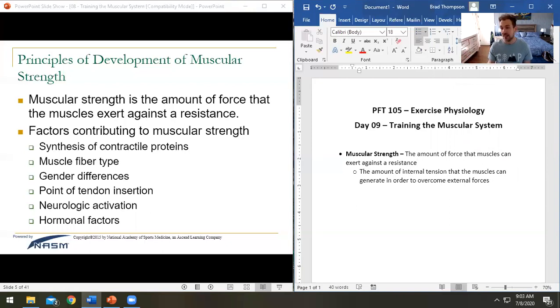So obviously there are a lot of things that can affect this. How well we synthesize contractile proteins, how often we make new actin and myosin fibers, is going to play a big role when it comes to strength. Your muscle fiber type, so depending on how you metabolize energy, are you better at glycolysis or are you better at aerobic metabolism. Gender differences is going to be a big one. This is a fun one that I always like to talk about because I actually have a really great example of this: point of tendon insertion is a big one.